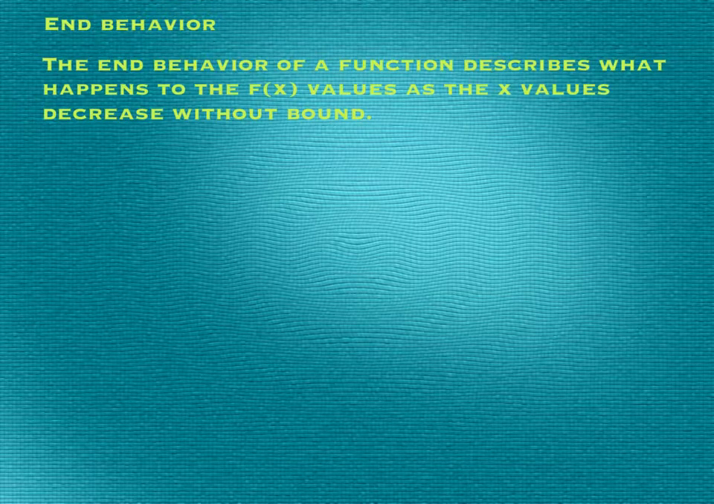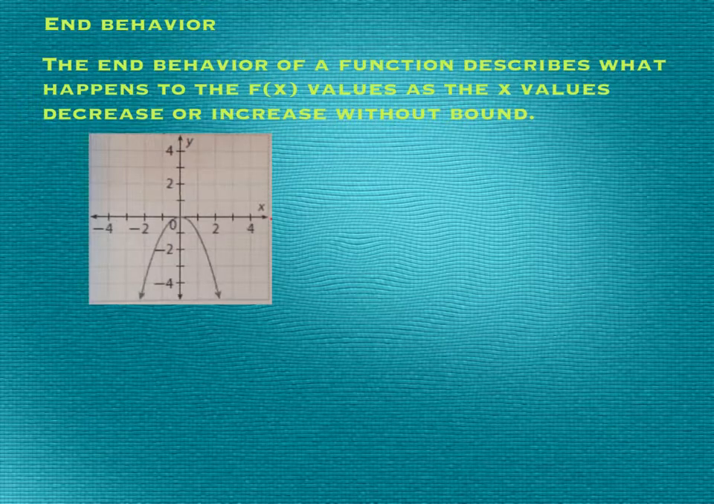Okay, the last thing we want to talk about is the end behavior of a function. The end behavior of a function describes what happens to the f of x values, your y values or your dependent values, whatever you want to call them, as the x values or the independent values decrease or increase without bound. So here we have another parabola graphed. And if I'm talking about the end behavior, I'm talking about what it is doing on the ends, obviously.